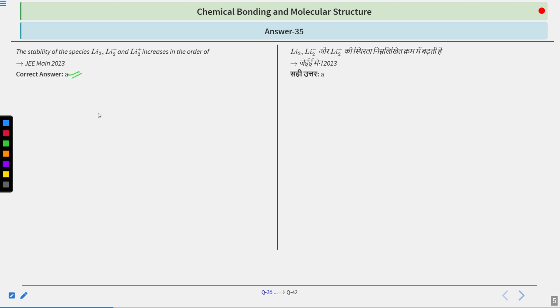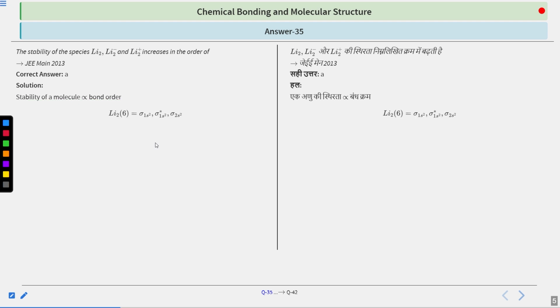Now let us see how we can solve it. It's very simple. First, we have to draw the MOT, and then we have to calculate the bond order. The more the bond order, the more the stability of your molecule. The same thing is written here: the stability of a molecule is directly proportional to the bond order.